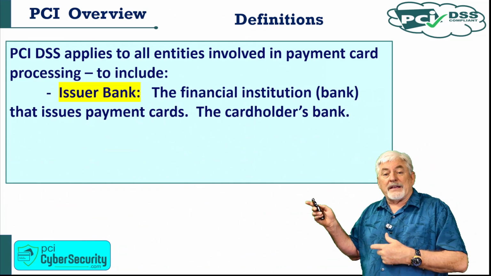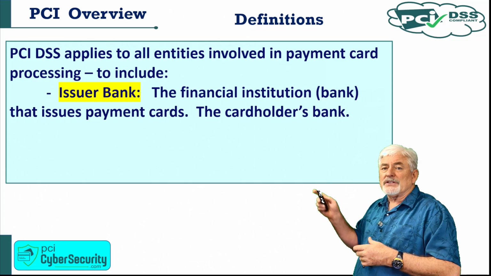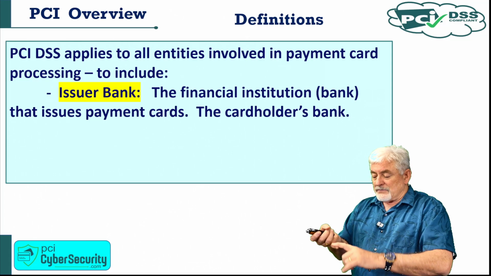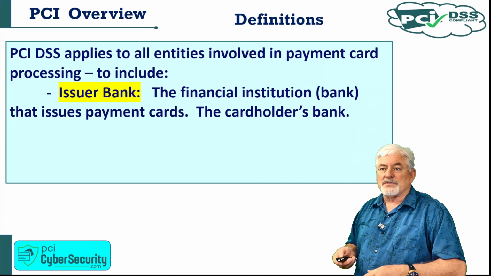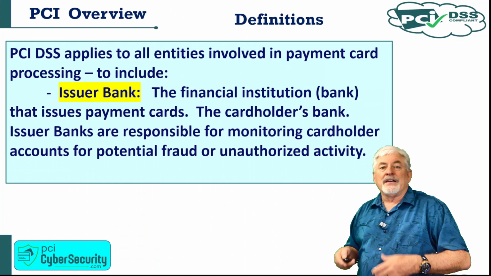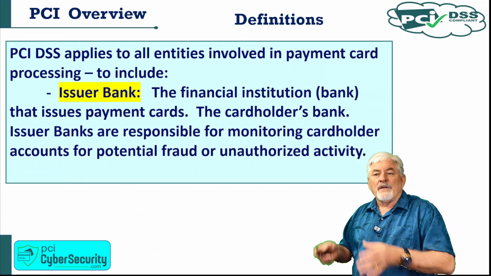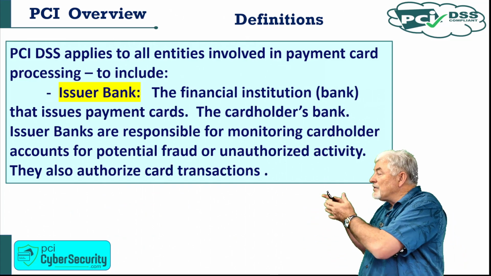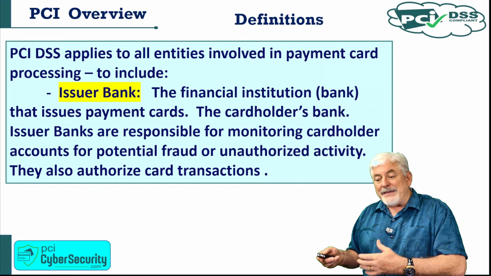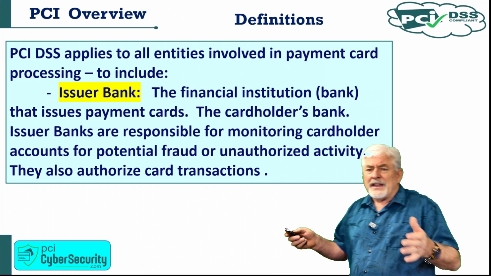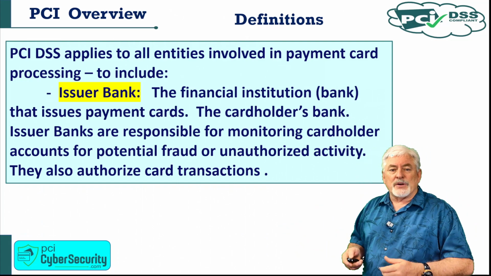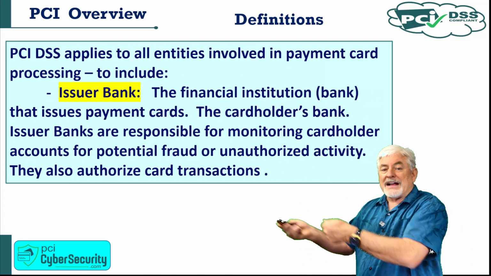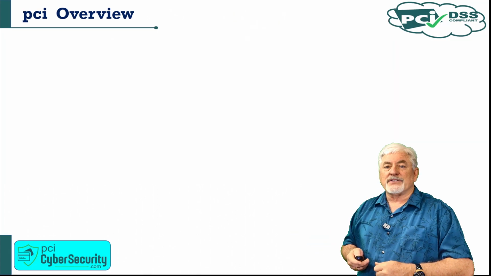Now, the issuer bank. So the issuer bank is the financial institution that issues the card to me. So again, in my case, Wells Fargo, Citibank, who I have cards with, right? So it's the cardholder's bank. The issuer bank is responsible for monitoring cardholder accounts for potential fraud. They also then authorize the payments as they come through. But it is the issuer bank that makes that determination as to whether or not Eric has enough funds in his account, or the cardholder has enough funds in their account to pay for that transaction.